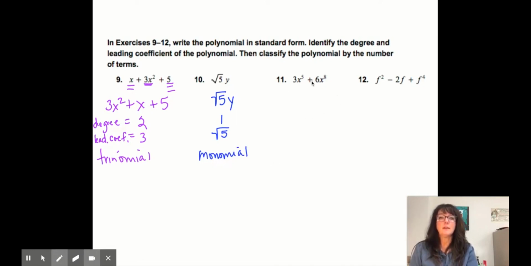Number 11. So I'm looking at this and there's two terms. One has an exponent of 5, one has an exponent of 8. So the 8 is the highest degree of x. So that would be my first term and my second term. So I have 6x to the 8th plus 3x to the 5th. When I'm talking about my degree, the degree would be the 8. When I'm talking about the leading coefficient, that would be the 6. And when I have to classify it, it would be a binomial.